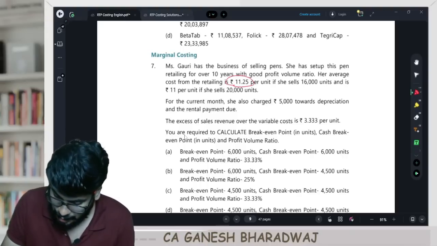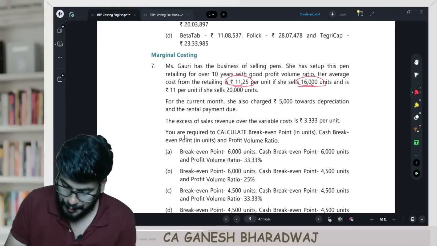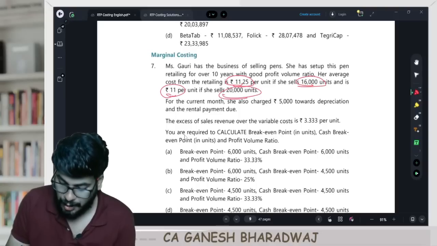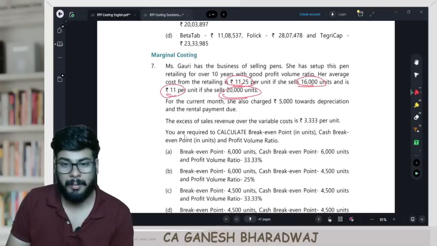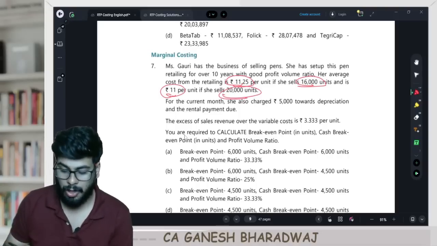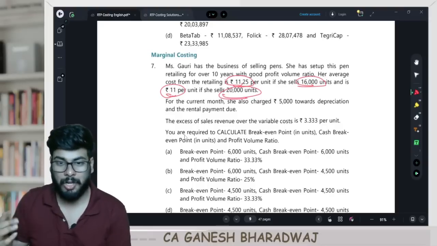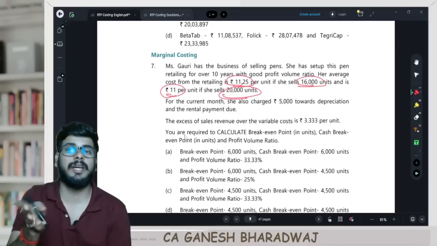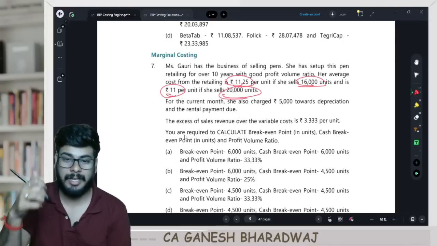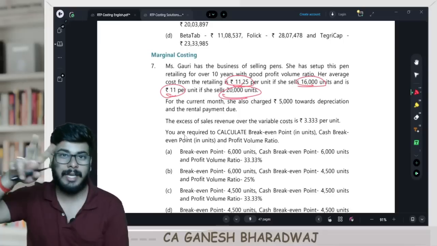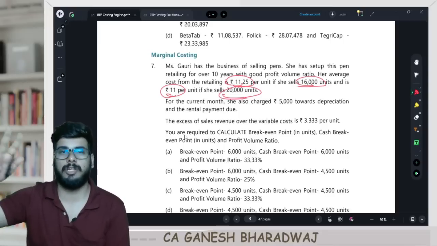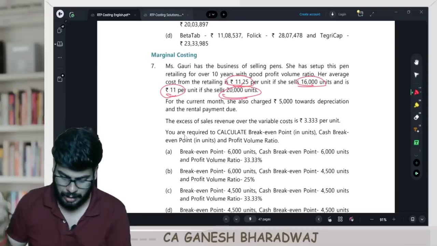Okay, so they have given the cost per unit for a different volume. It is not constant on a per unit level, so clearly this is not a variable cost. So you arrive at the total cost for each of the two volume levels, and you will find out that it is not the same. So it is neither fixed nor variable. So you need to segregate and find out how much is the variable cost per unit and how much is the fixed cost. This you need to do.